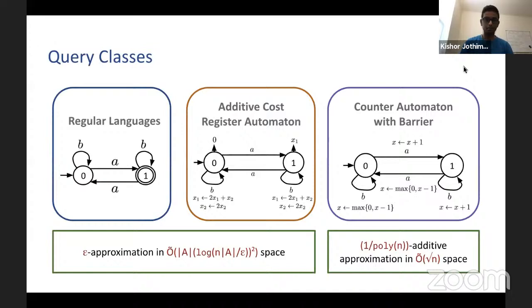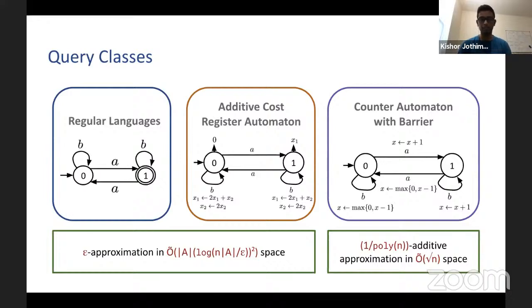So here is the overview of the results in our paper. We consider three main classes of queries. The first one is regular languages, where the function f is given by 1 if the string is in your language and 0 otherwise. And the second one is given by additive cost register automata, which is similar to a DFA, but it also has registers which can be updated linearly, and there are output functions associated with each state.